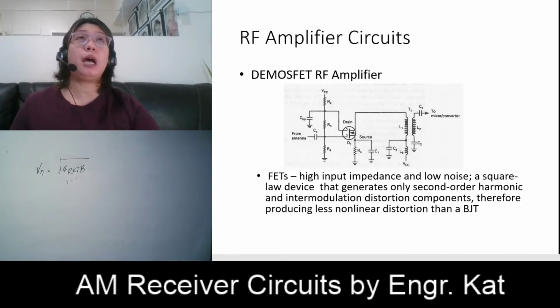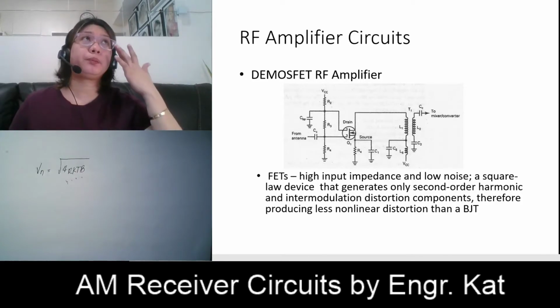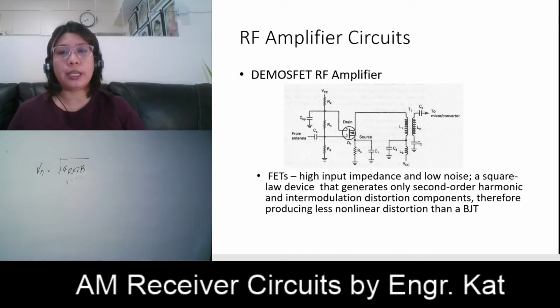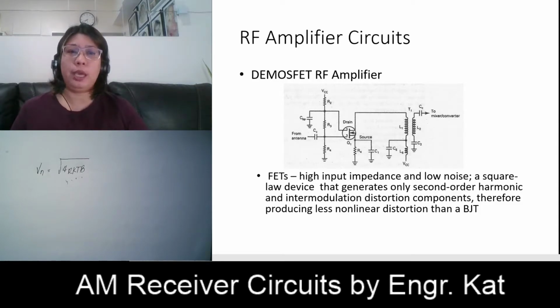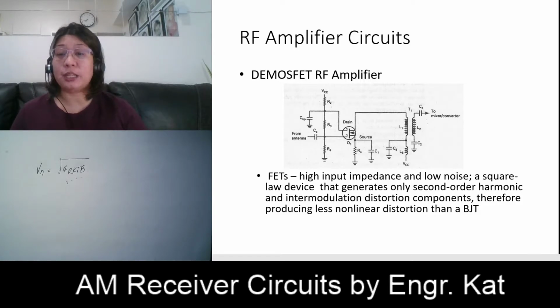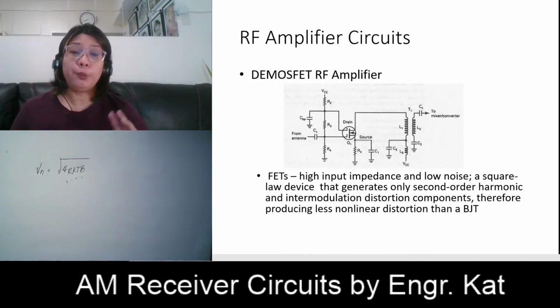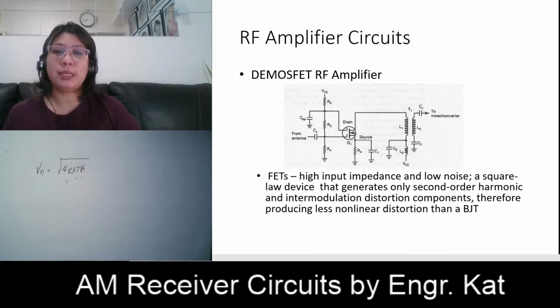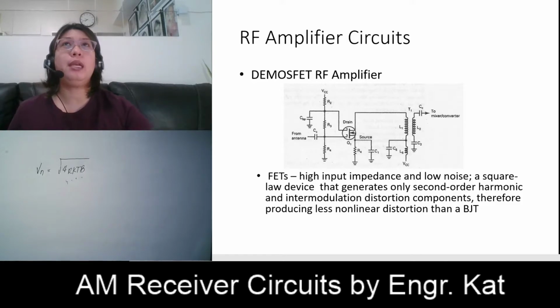What is the advantage of using FETs instead of BJTs? FETs are characterized by high input impedance and low noise. As a square law device, it generates only second order harmonic and intermodulation distortion components. Therefore, compared with a BJT, it produces less nonlinear distortion.